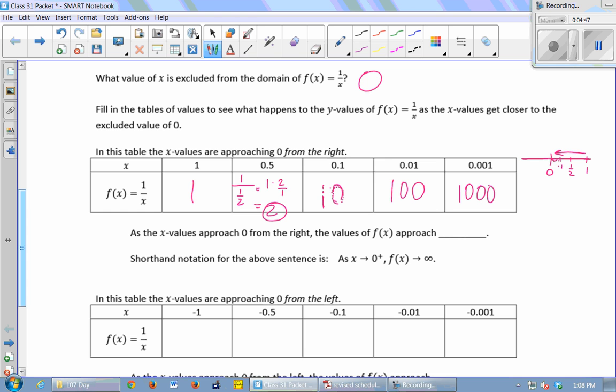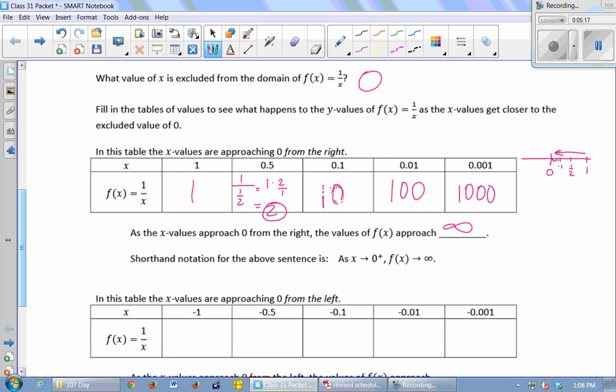So as these x values approach 0 from the right, what's happening to the y values of the function? They're getting bigger, yeah. They are approaching infinity because they just get bigger and bigger. When you make your denominator smaller, it makes the value of your fraction bigger, right? Because if you divide by a smaller number, it will go in more and more times.